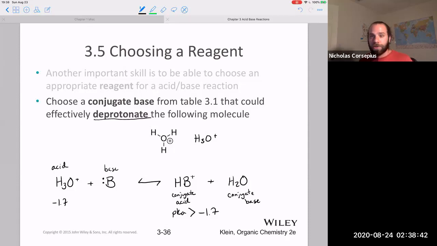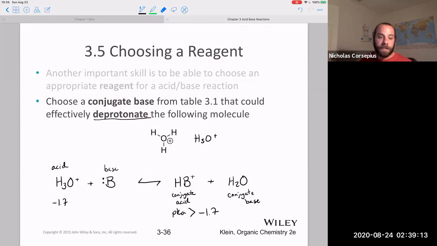Again, you can always just go to the very end and choose the strongest base that you can think of, for example, something like this. That'll work to deprotonate anything, a carbanion, right? But that's not really the intention that we have here. We're trying to choose, let's say, the weakest base that's going to accomplish that. That means that we just need to choose a base whose conjugate acid is just above -1.7.